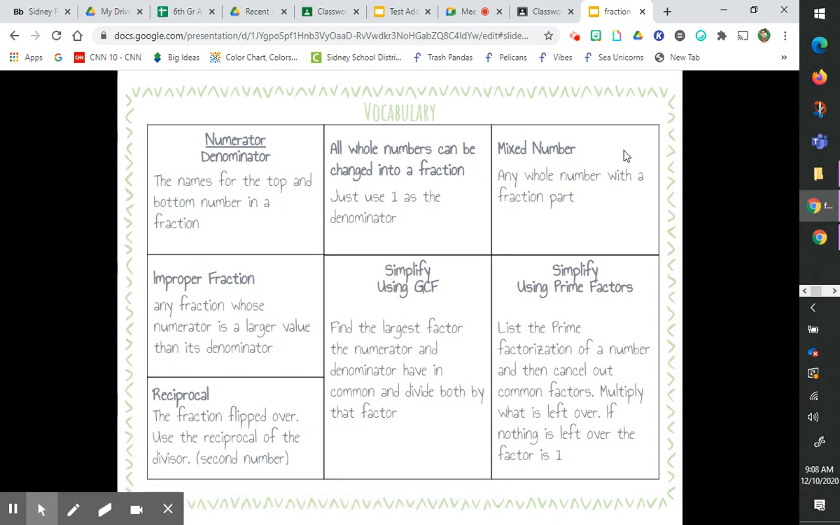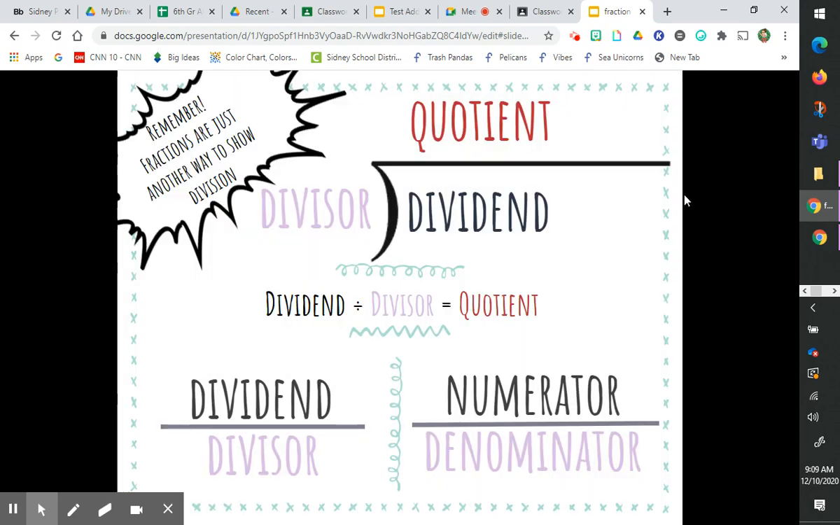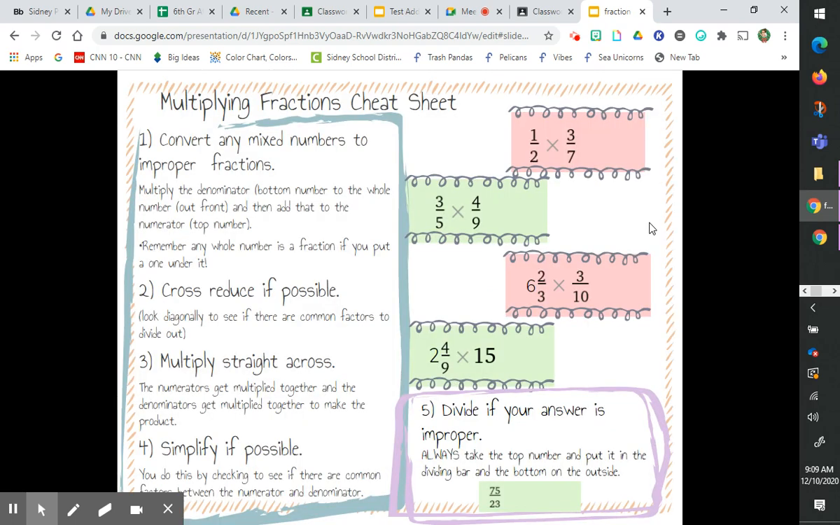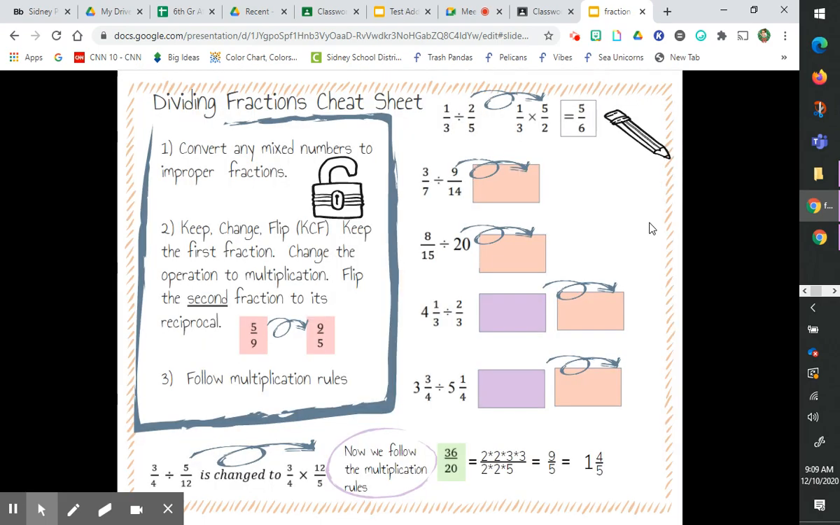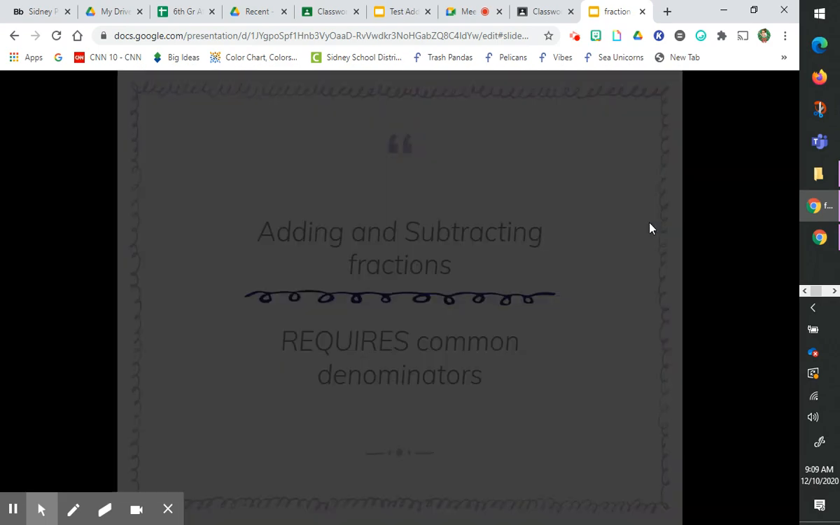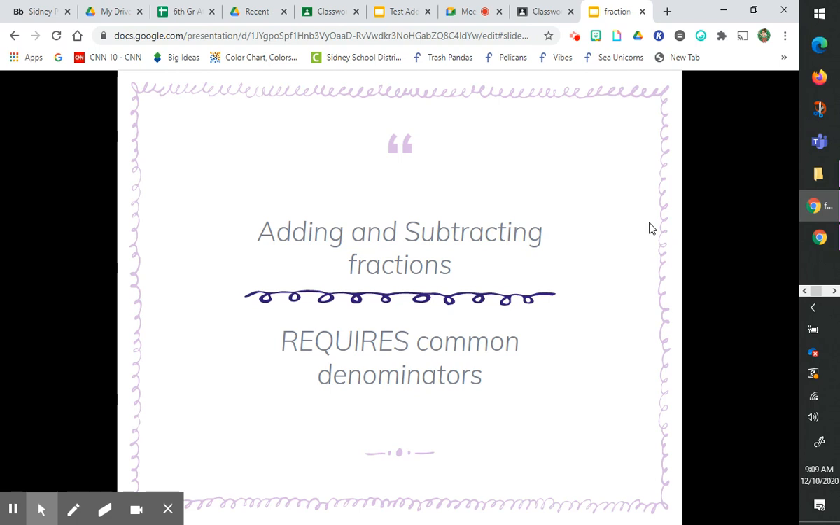All right, so we have our vocabulary. We've talked about those things. We talked about how fractions are really just another way to say division and what the vocabulary terms are for that. We reviewed multiplying fractions and did some extra practice. We reviewed dividing fractions and did some practice on that. And then we started talking about adding and subtracting fractions, which is something that we have to think about common denominators with, right? So we've been finding common denominators all week long.